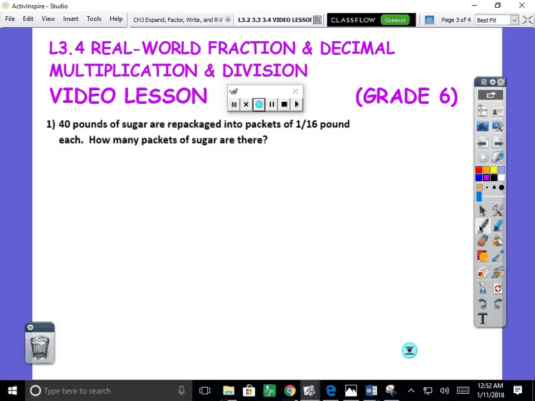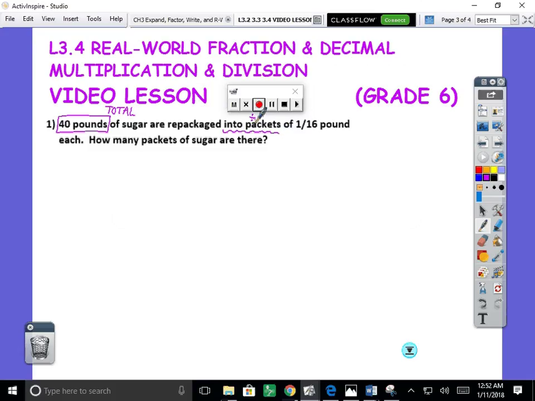So for this first one, it says we're given 40 pounds of sugar and they're repackaged into packets of 1/16 pound each. How many packets of sugar are there? Oh, I can picture this. In fact, I can tell you that I know 40 pounds sounds like a lot. In fact, it sounds like the total. That's how much I'm starting with all together. And I'm going to repackage it into something. I'm going to put it into packets.